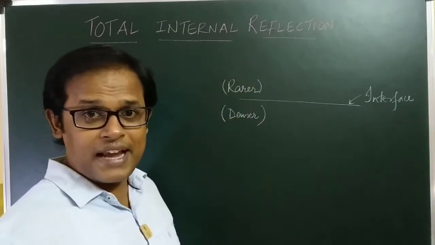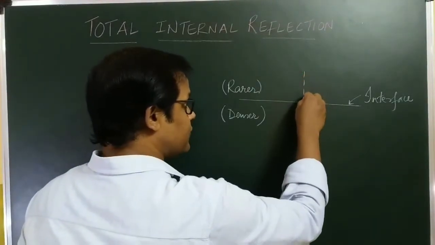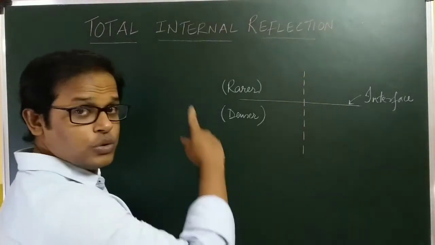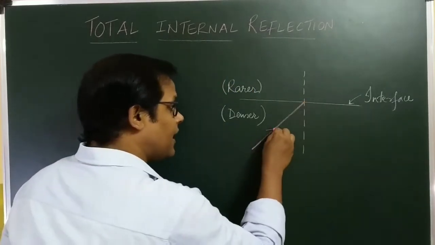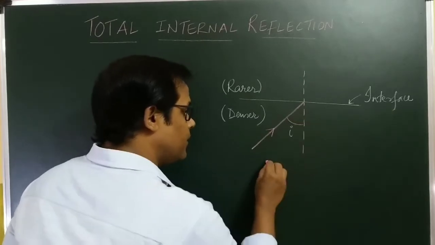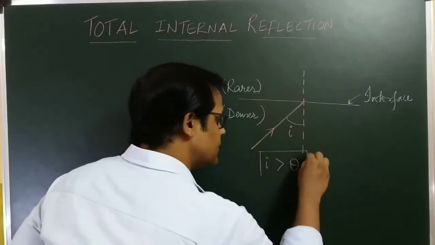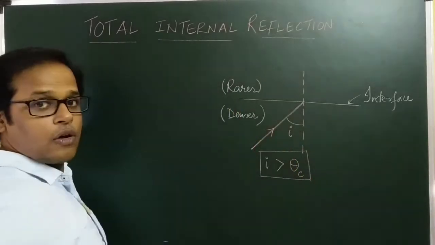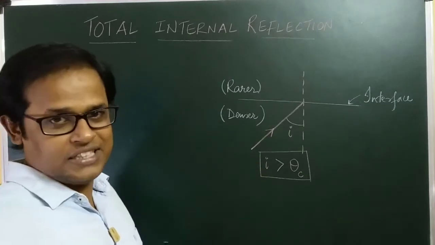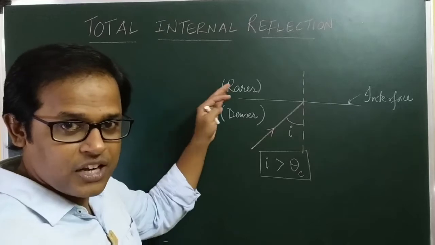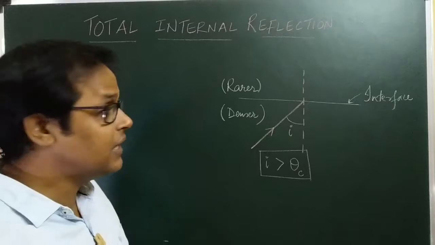So when does this phenomenon exactly happen? It happens when a ray of light is incident from the denser medium to the rarer medium, and the angle of incidence i is definitely greater than the critical angle of incidence for this chosen pair of media. This, what I put in the box, is the important and the only important condition. So definitely denser to rarer medium is the direction of propagation of light, but more importantly, i should be greater than the critical angle of incidence.